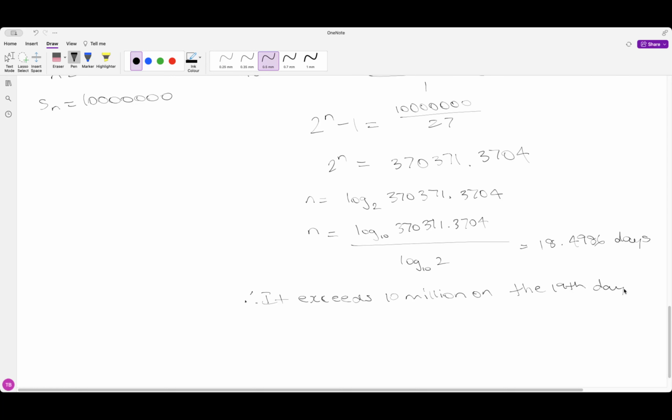And remember, with all these questions that have a practical purpose, we need to give a practical answer. So just giving an answer of 18 or 18.5 or 19 doesn't make any sense. You need to actually write, it will exceed 10 million on the 19th day.